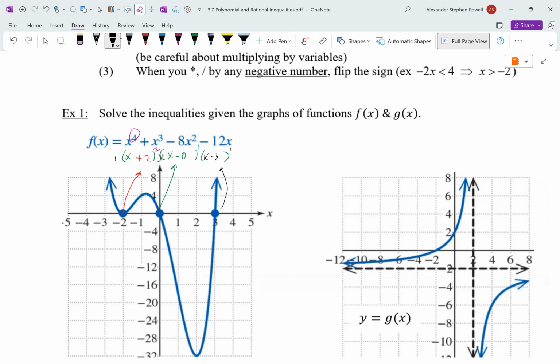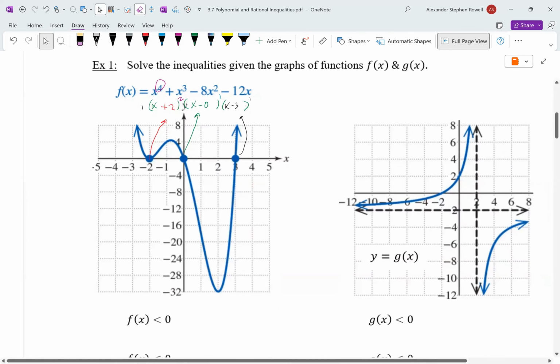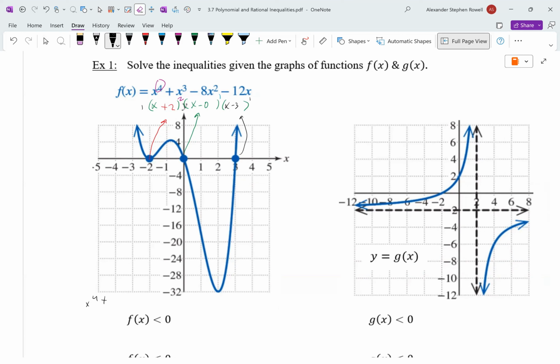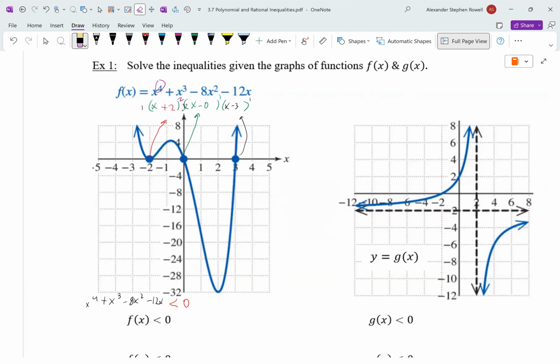Okay, we found those zeros. We can factor it. But how do we answer this question? When is my polynomial negative? X to the 4th plus x cubed minus 8x squared minus 12x. When is this less than 0? So f of x refers to my y values. Basically, when is my graph below the x-axis? Down here, right? So which interval corresponds to this? Yes, 0 to 3.